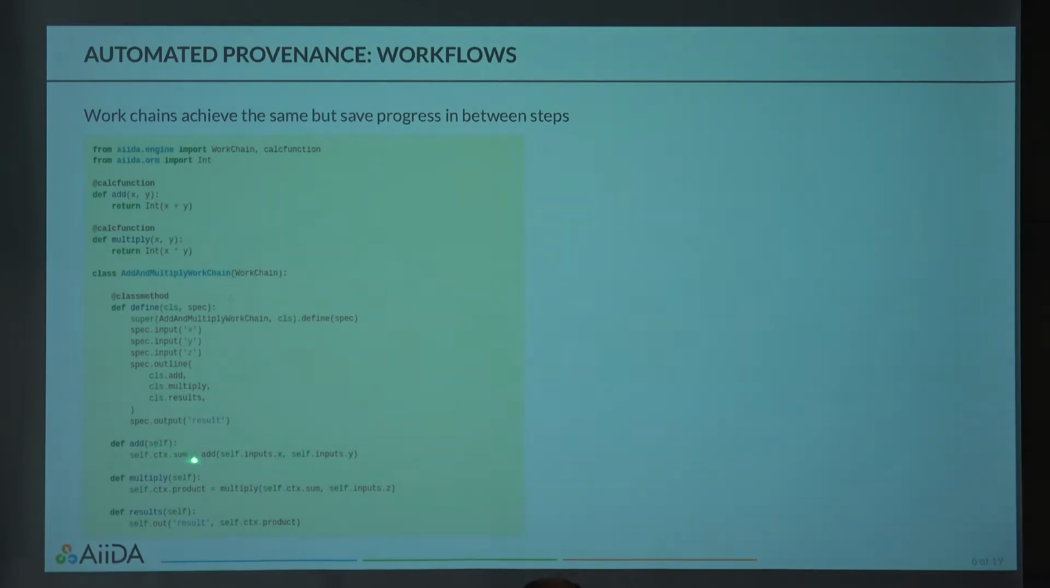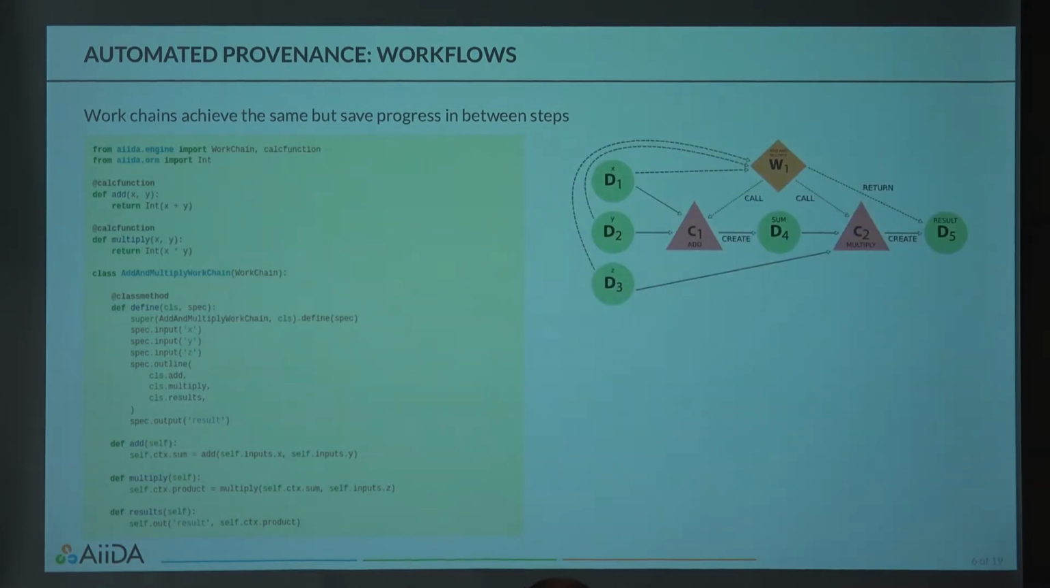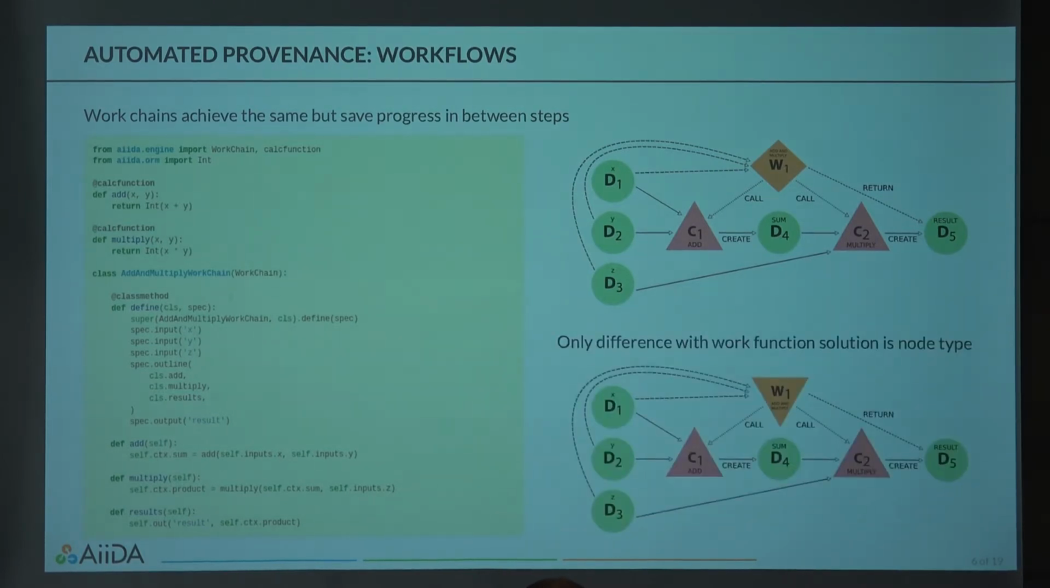And we store the result temporarily in the context. You will see this concept later. And then the second step, we will take that intermediate result and call multiply with the other input. And finally, here we record our result. Executing this through the engine will yield this. Now, this should look very familiar, because this is almost exactly the same as the work function example. The only thing here is that we changed the representation of the node. This is a work chain node, this is a work function node. It's to be able to distinguish between the two, but functionally they're identical, they're perfectly the same.